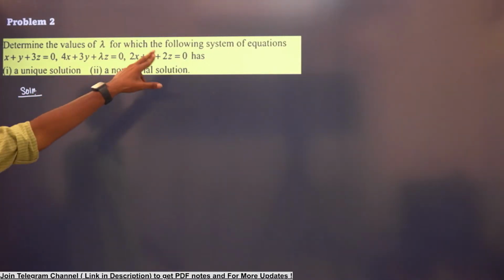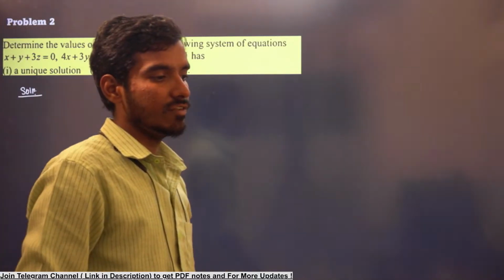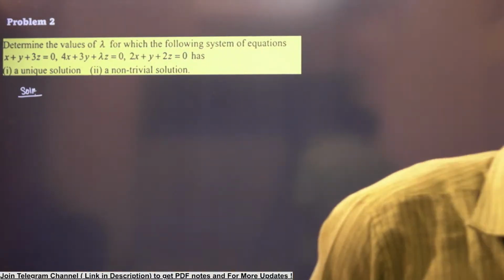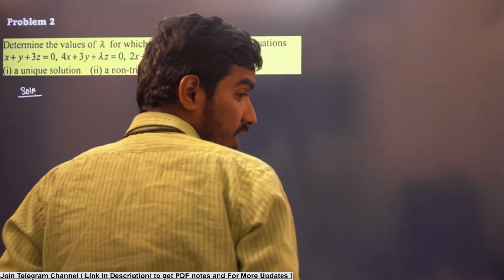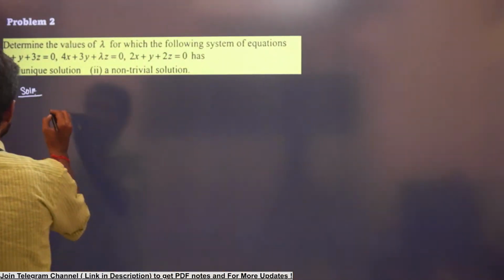Determine the value of lambda for which the following system of equations has a trivial or non-trivial solution. See, this is a homogeneous system, so either it will be unique or non-trivial. Trivial means 0, 0, 0 is the only solution. Non-trivial means infinitely many solutions.